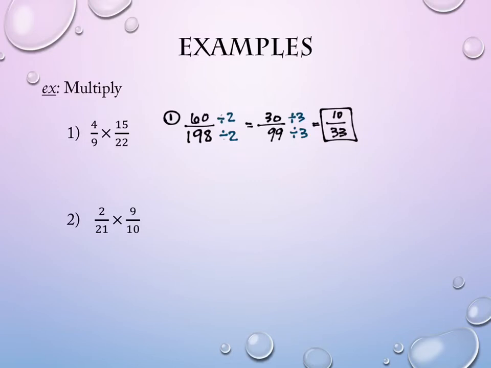10 and 33 do not have anything in common. 10's got only 2's and 5's it divides by, and 3 won't do that. So at that point, we're done. Okay, so that's method 1.